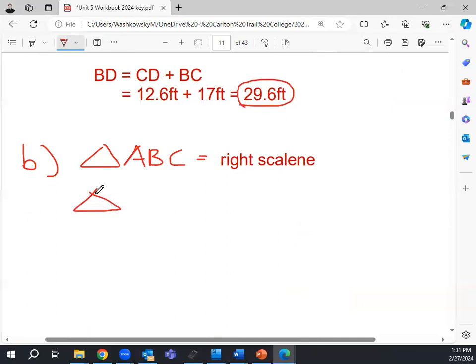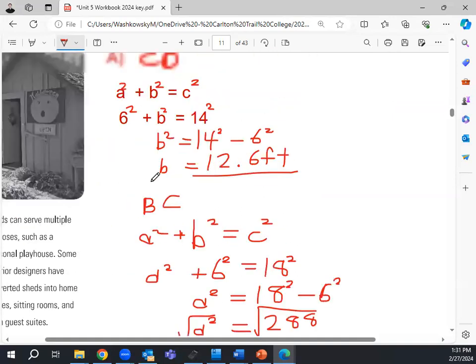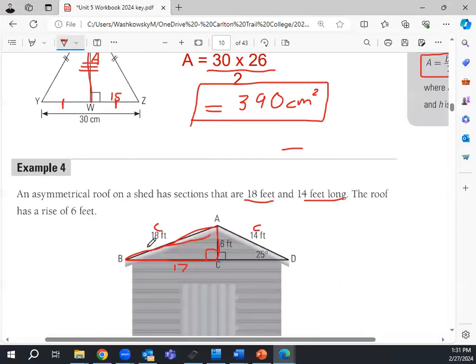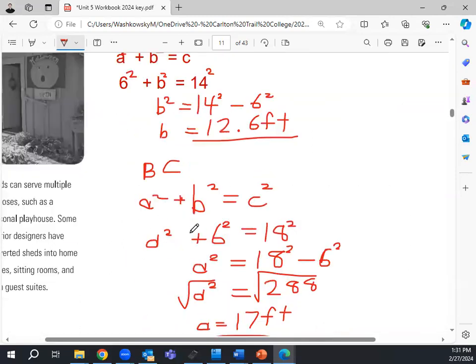The next one it wanted us to find was triangle ACD.